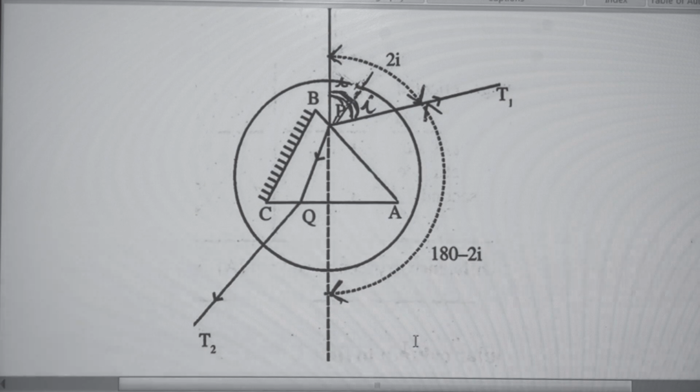Now going back to the first case, if you want to find the angle of emergence, for that we place the telescope here and obtain the reflected image. Then we come back to the other side and observe the deviated ray. That is at the position T2. Then we are getting the deviated ray.